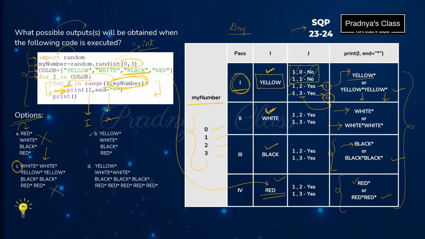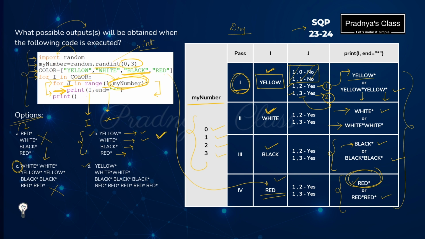Now look at options B and D. Yellow is getting printed once. Yes, that is possible. Come to the next value. White is getting printed once. Yes, that is also possible. As a third value, black star we could see. That is also possible. Now look at the last value. Red star once. Yes, that is also possible. So if we look at option B, we can get this output.